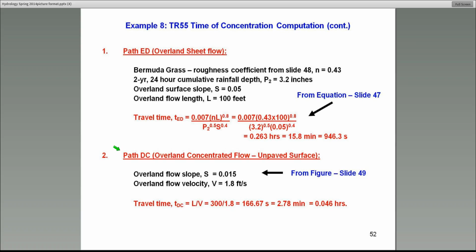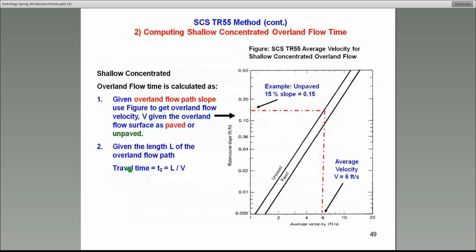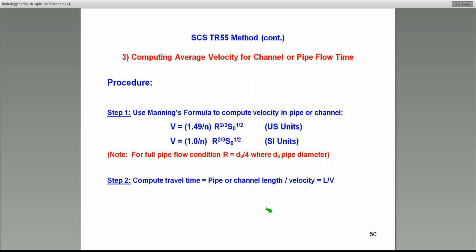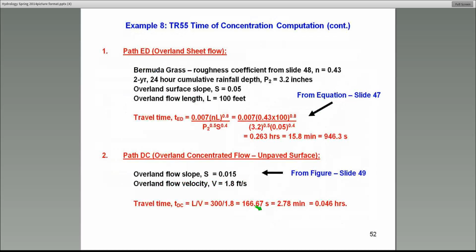This is the second one. This is for the shallow overland concentrated flow. I've given you the slope here as 0.015. So if we go back to that figure, this one right here, 0.015 slope, it puts me right around here. So it's unpaved. So I go across to the curve labeled unpaved. And if you swing down from there to this point right here, it'll be about 1.8 feet per second. So please go ahead and verify that for yourself. And in my case, I've already shown that here, that the velocity from that graph will be 1.8 feet per second. Length divided by velocity gives me the travel time.